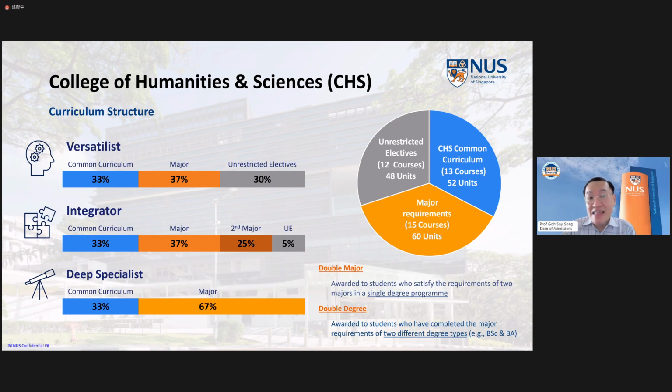And this enables you to integrate different disciplines together. And some students really want that flexibility of using the unrestricted electives to do a variety of things. You know, take a few courses in various aspects of the humanities, no problem. Or social sciences, no problem. And you become a versatilist.